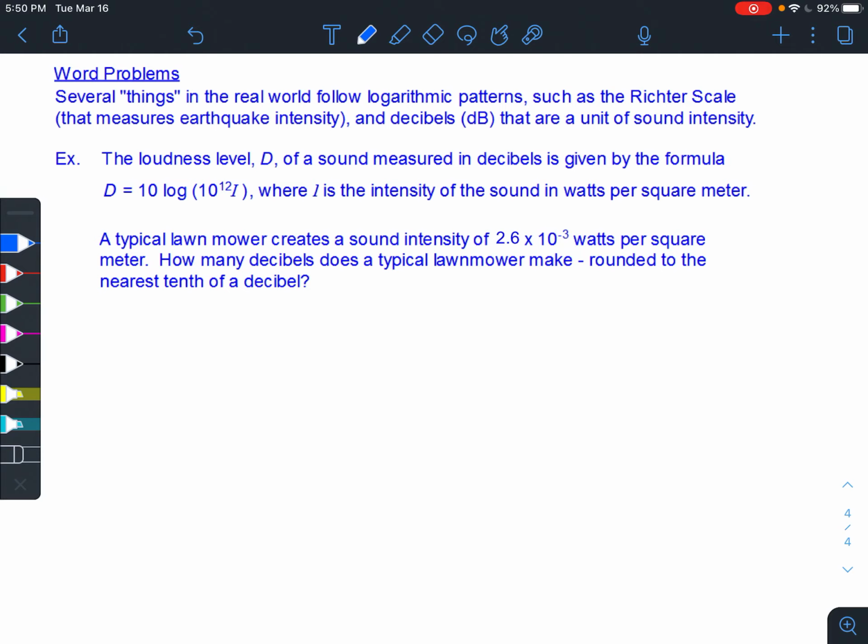Okay, the loudness level D of a sound measured in decibels is given by the formula D equals 10 log of 10 to the 12th times I, that's an I in there, in case it's not clear, where I is the intensity of the sound in watts per square meter.